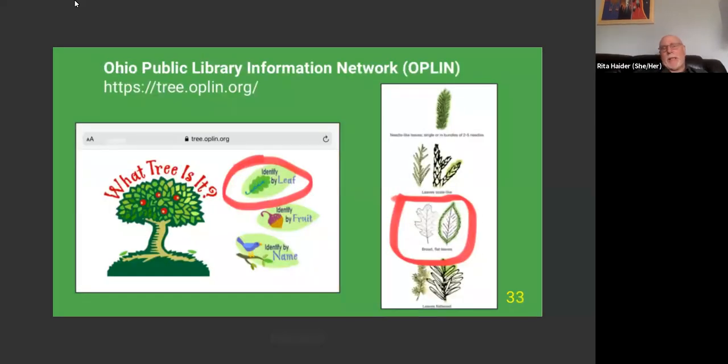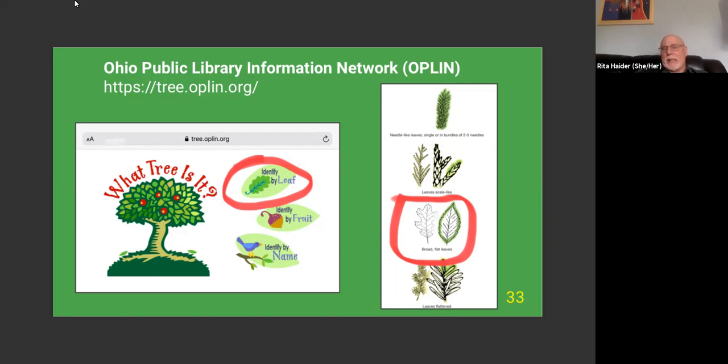Here's a website specific to Ohio, Tree Identification, the Ohio Public Library Information Network, OPLIN, and the website is called What Tree Is It? So if I go to that, I'm going to pick how do I want to identify it? How do I want to get to the tree of interest? Am I going to identify it by leaf or by fruit? Or do I want to go in by name if I already think I know what it is? In this case, I'm going in by leaf. So I click on the leaf icon on that left picture.